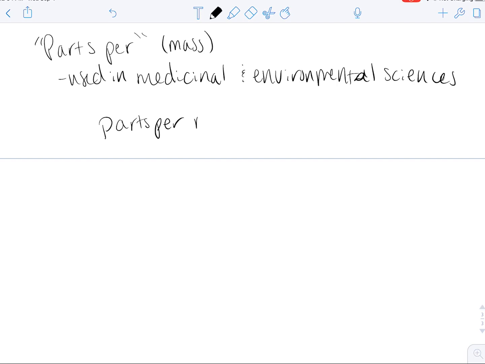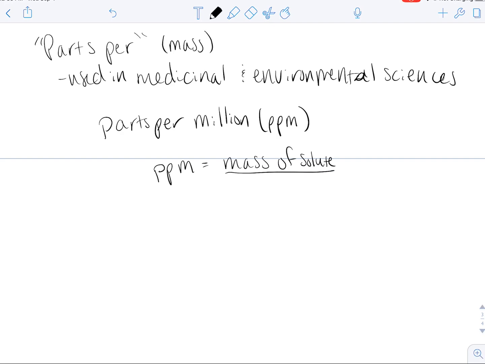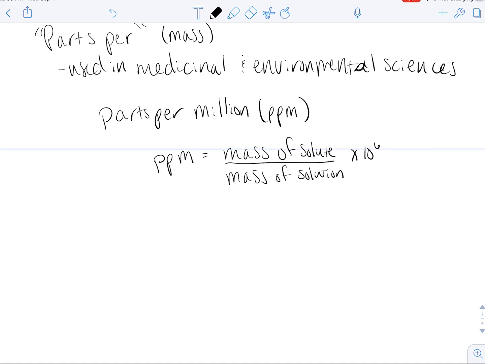But we're going to specifically look at parts per million, which is abbreviated as ppm, where ppm is equal to mass of solute divided by mass of solution times a million. So mass percent is the same as parts per 100, as a note. And your unit will just be ppm at the end of this.